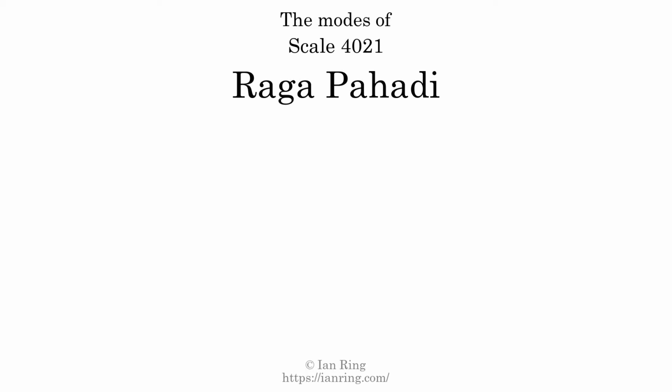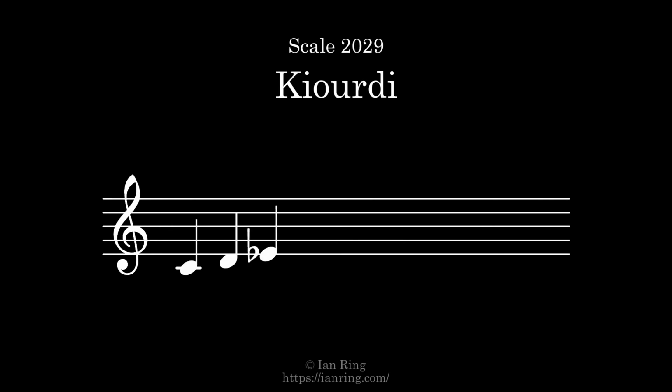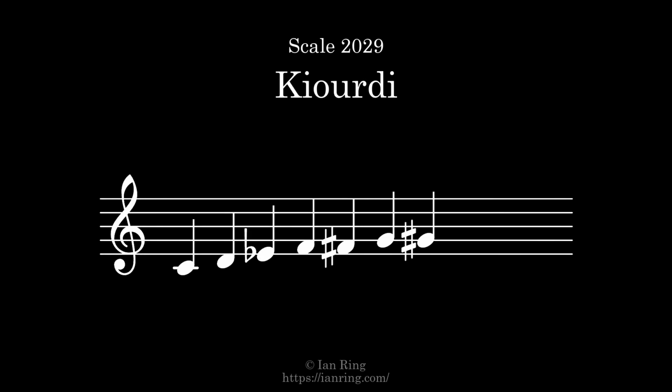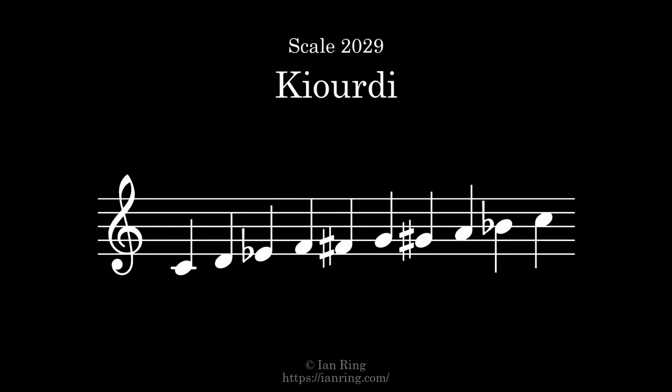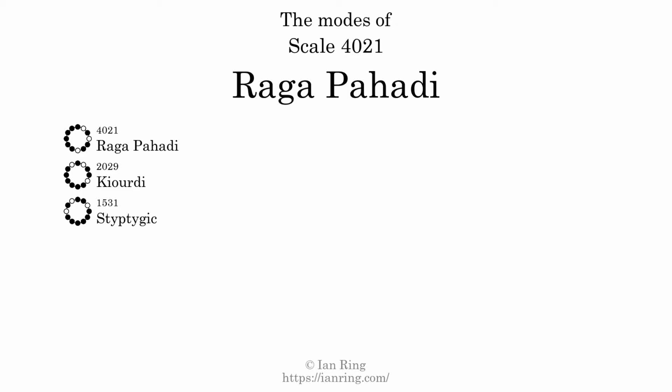This scale has 9 modes. The first mode is itself. The second mode is scale 2029, also known as Coherence. It sounds like this. The third mode is scale 1531, also known as Spectra. It sounds like this.